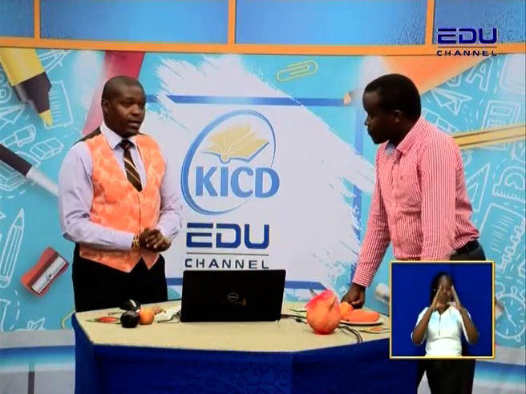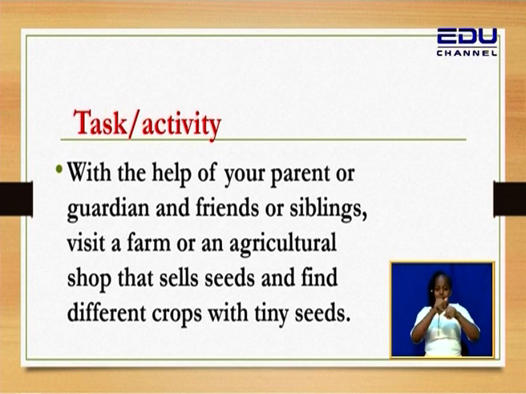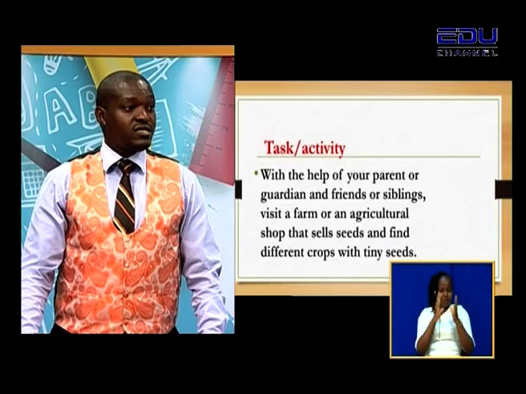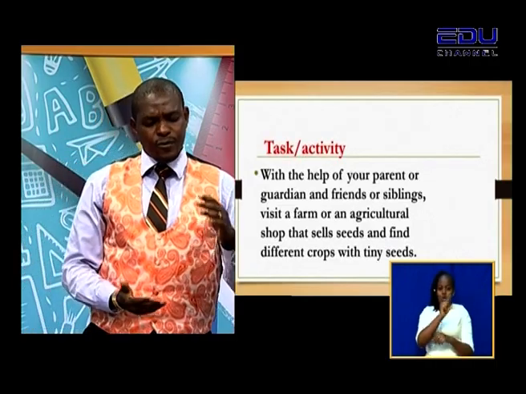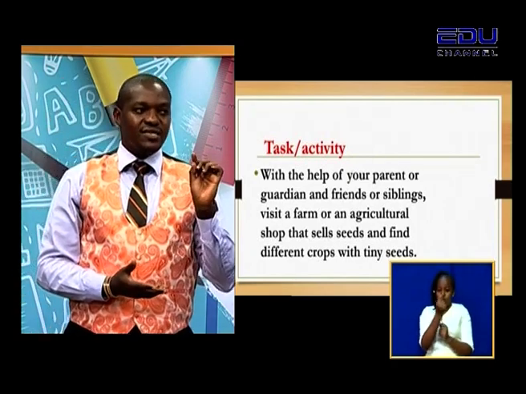So to wrap it up, mine is just to leave them an assignment. A very easy assignment. And I want some collaboration together with the parent or guardian and friends too, or siblings. I want them to visit a farm or a market or an agricultural shop that sells seeds and find at least 10 crops with tiny seeds. They go and write down and come up with a good list of different crops with tiny seeds.